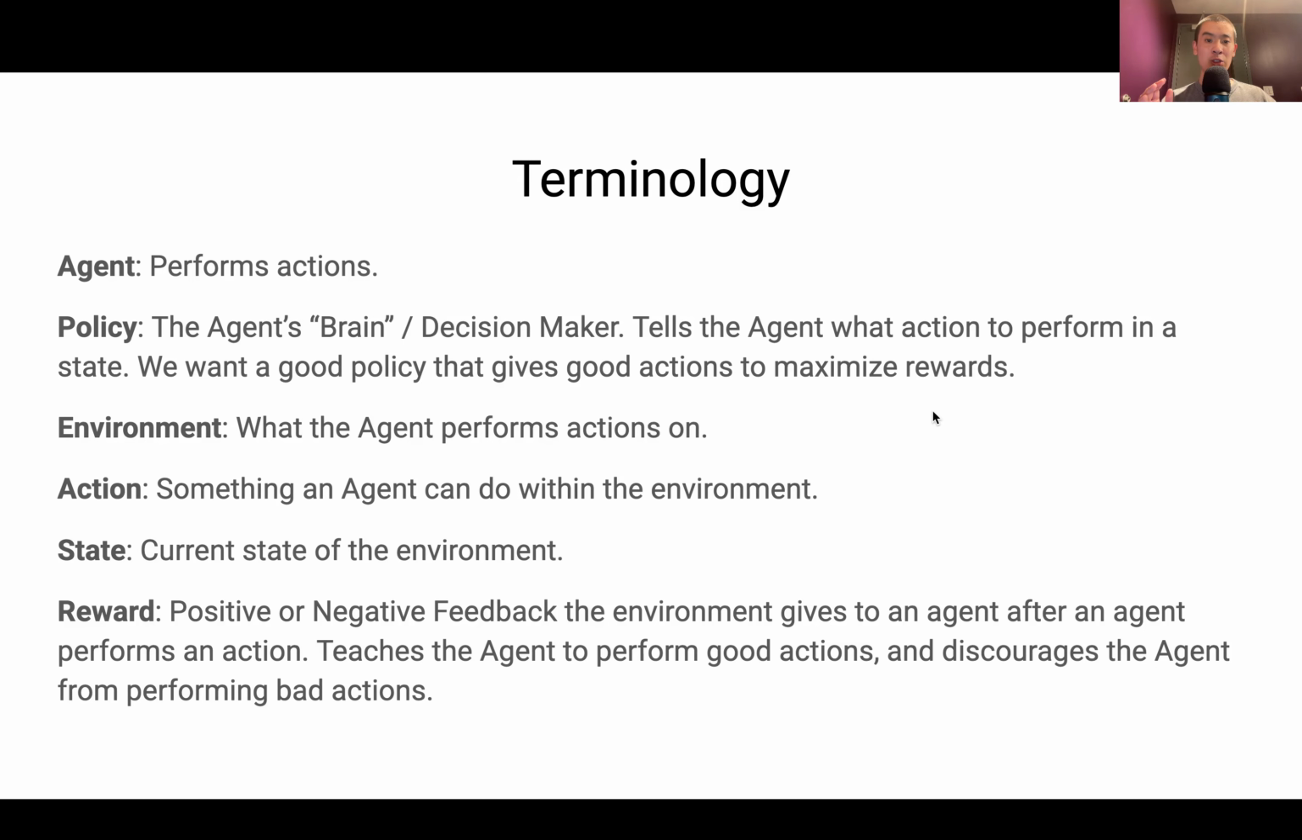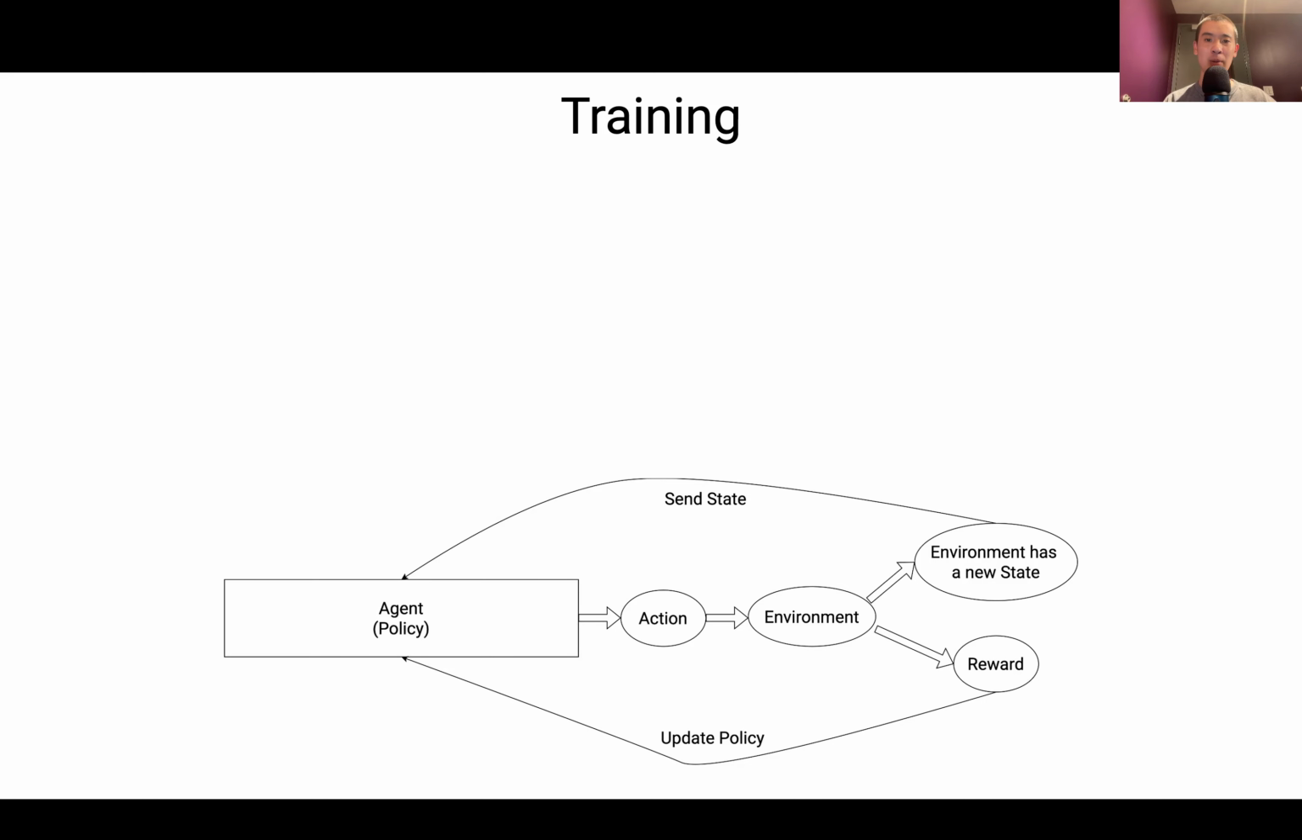teaches the agent to perform good actions, and discourages the agent from performing bad actions. So, this was a wall of text. How do all these terms come together? Well, check out this diagram. During training, the agent is given the initial state of the environment. The agent's policy or brain uses the initial state to perform an action. So, yes, policy, the brain of the agent tells the agent to perform an action on the environment.